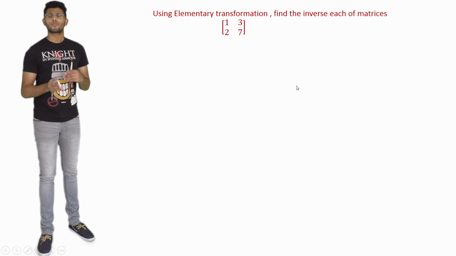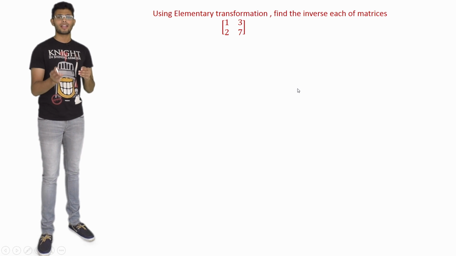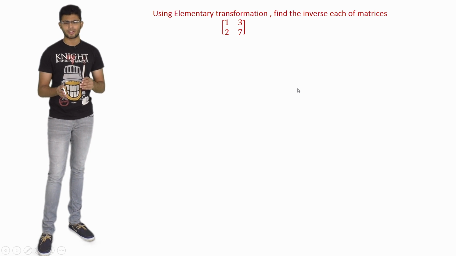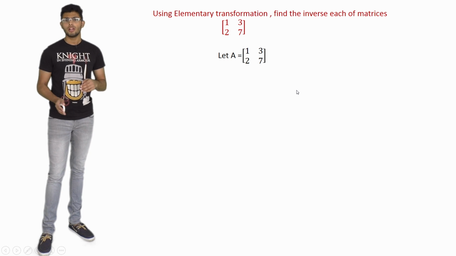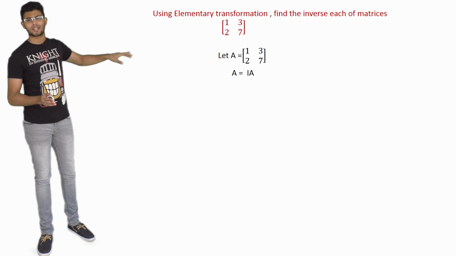So in this problem, what we have here is a matrix of order 2 by 2, and we're supposed to find the inverse of this matrix using elementary row transformation. As you can see, we have this matrix here. We're going to name that matrix A.